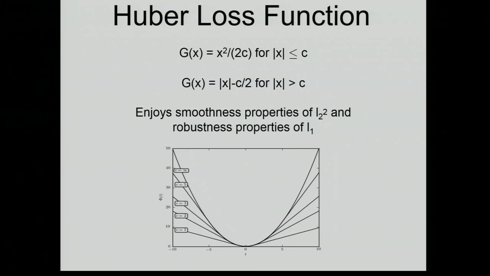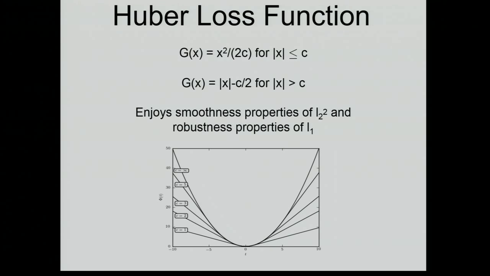So what are some other loss functions that are used in practice? One is the Huber loss function, which is the following. The Huber loss function looks like least squares near the origin. It's quadratic. But as you move away from the origin, it becomes linear, and it looks like L1 regression.